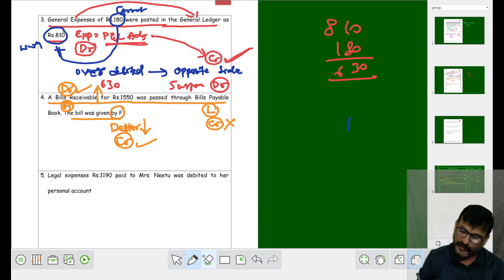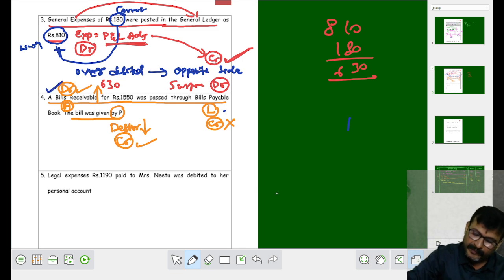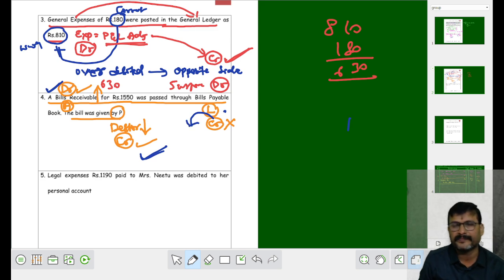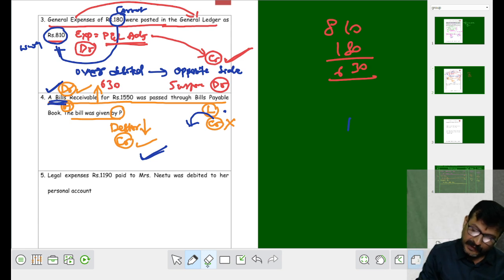Now tell me what is your rectified entry. Let us try. So now what do we have to do? Keep the correct ones in the same place. These two are correct. This is wrong. It is to be taken on the opposite side, means debit side. Now tell me, bills receivable account is to be debited. Now bills payable, opposite side, is also to be debited. Debtor is to be credited. Entry is bills receivable account debit, bills payable account debit to debtor P.